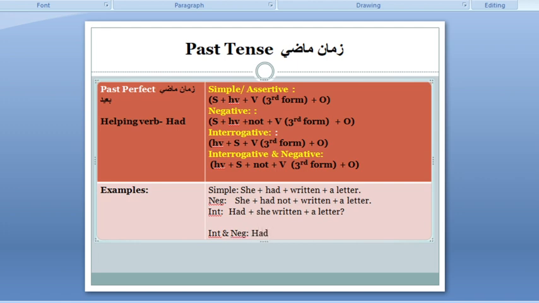Had she not written a letter? I'll be putting the question mark.